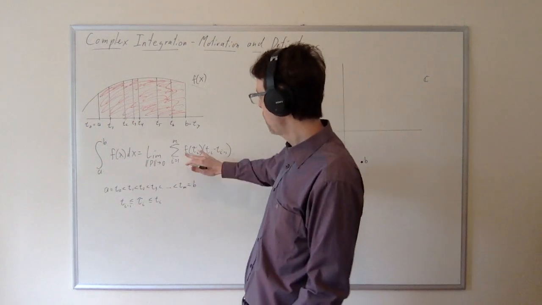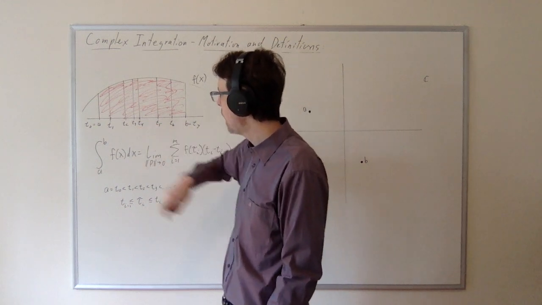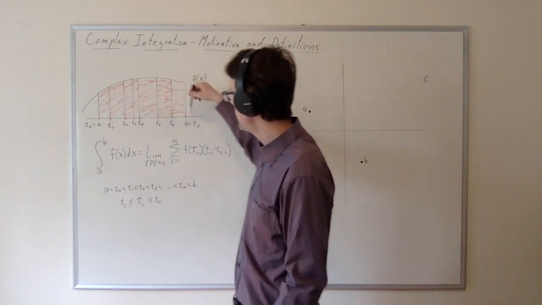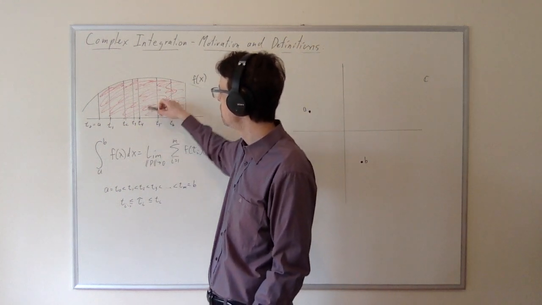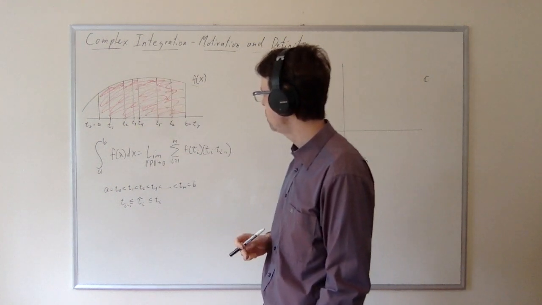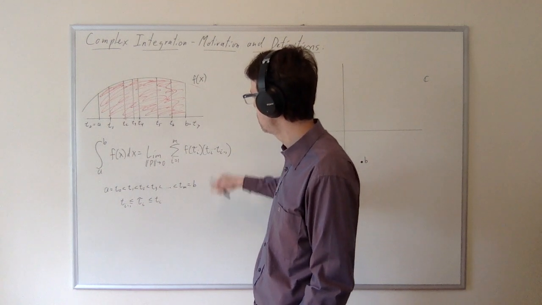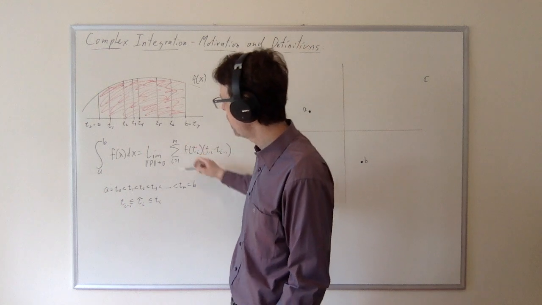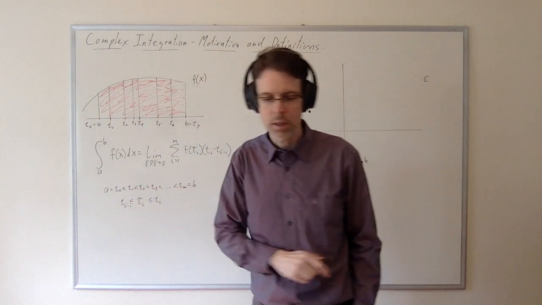Now, I want to remind you that the data of the partition is the data of the ti's and the tau i's. I've drawn the ti's into this picture, but I didn't want to clutter it with the tau i's. The tau i's are the sample points in between the ti's where the function is actually evaluated. And then we calculate, these are the heights of the rectangles, these are the widths. The partition is defined by all of this information with the ti's and the tau i's.